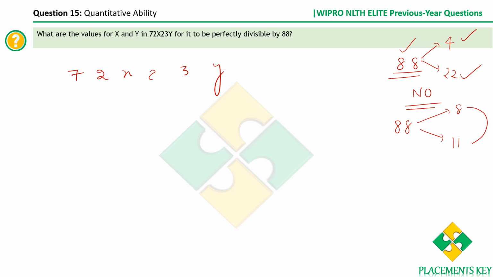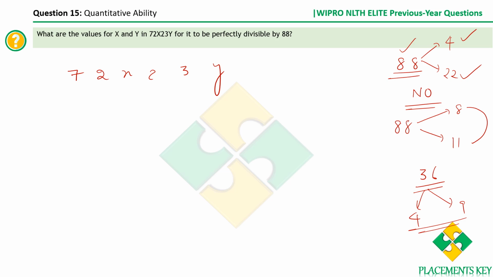Because 8 and 11 are co-prime. Okay, let me take one more example. If you are to ascertain the divisibility rule for 36, we should not split 36 as 6 into 6 or 3 into 12, right? Because they are not co-prime. We should split 36 as 4 into 9 because 4 and 9 are co-prime.